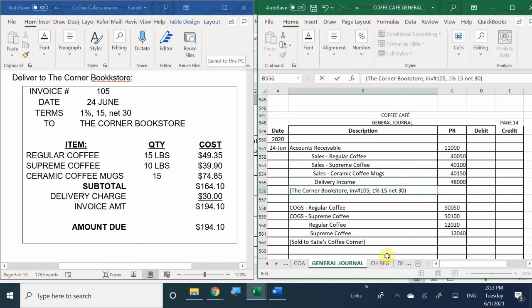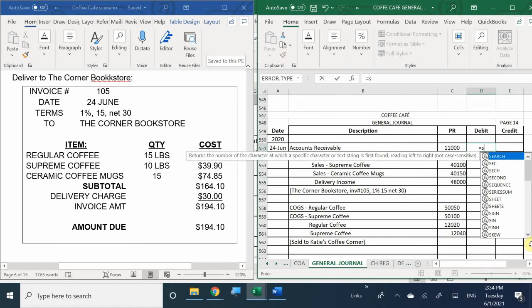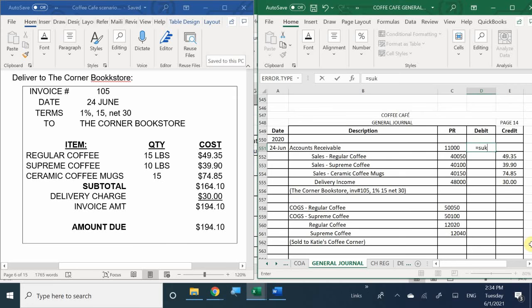Now what I like to do here is start over in my credit for sales regular coffee and put the amount of $49.35. Then for Supreme Coffee it will be $39.90. Then for the mugs it will be $74.85. Delivery income is 30. But for my accounts receivable, I just totaled these up, equal sum, to get $194.10. And that matches my invoice, so I am good there.